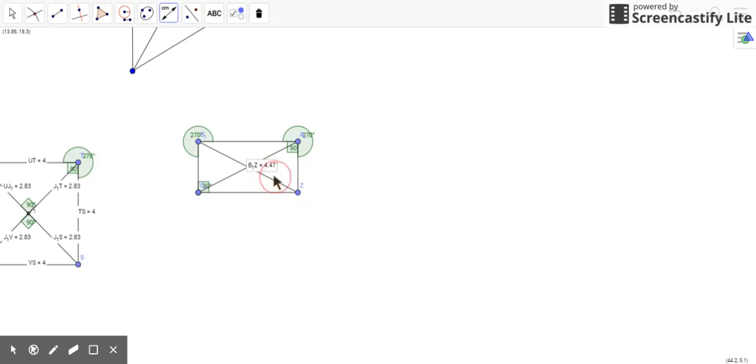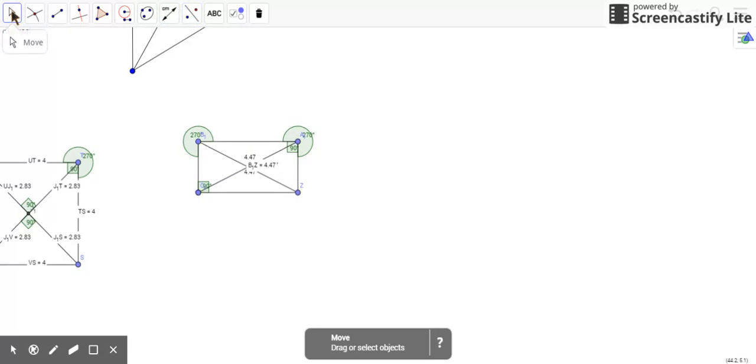Then the diagonals are the same, and they cut each other in half. So that means this is in half, if this is 2.